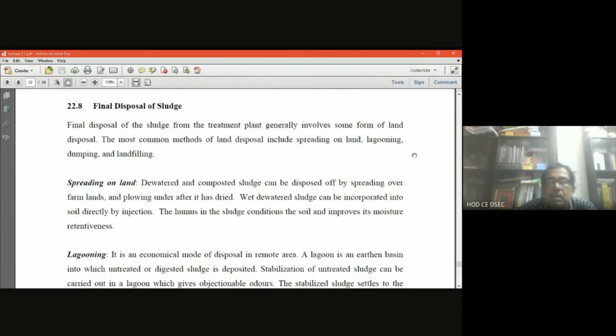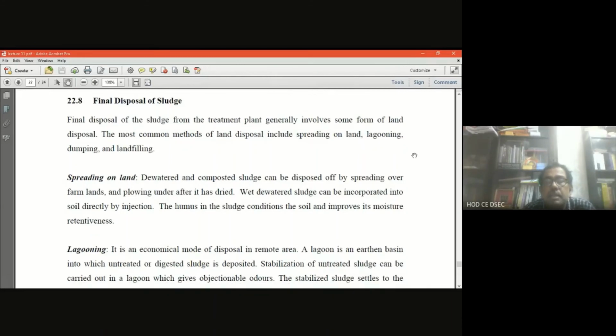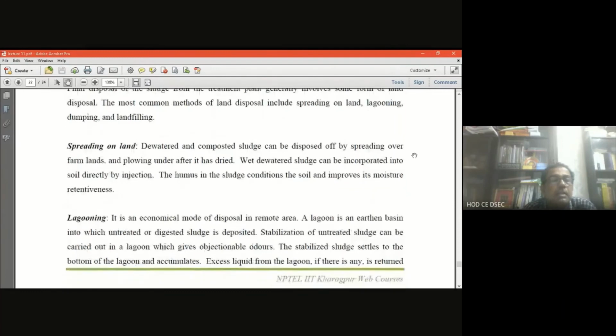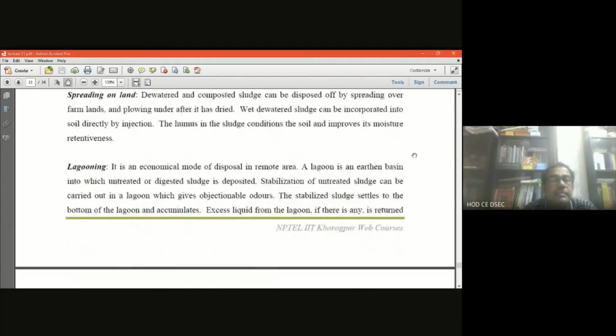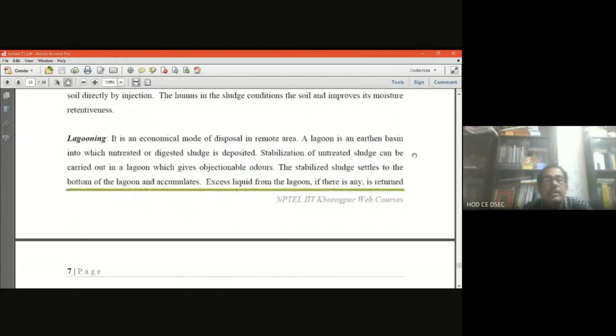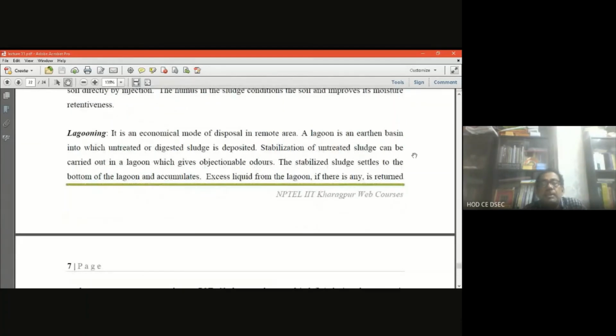Wet deodored sludge can be incorporated into the soil directly by injection. The humus in the sludge conditions the soil and improves the moisture retentiveness. Now, lagooning is an economical mode of disposal in remote areas.